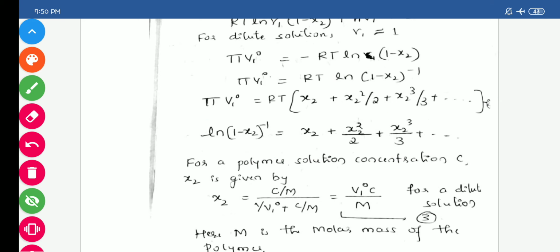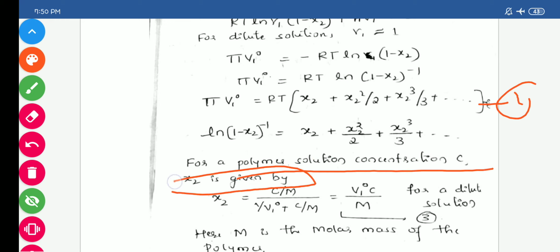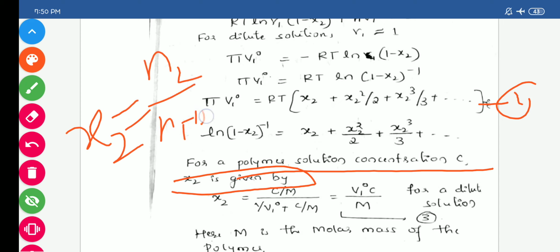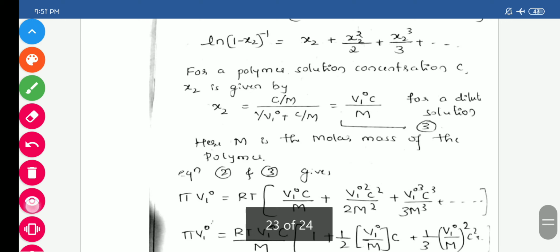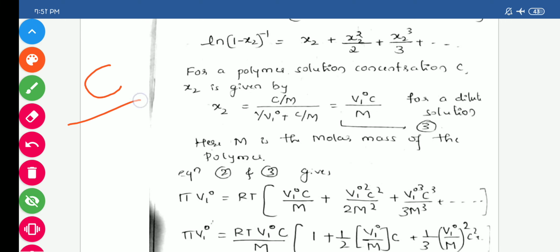For a polymer solution, concentration x2 is given by, as I already told you, x2 is nothing but a mole fraction, that is n2 divided by n1 plus n2. n2 is the number of moles of the solute. How will you write the moles? Number of moles is nothing but concentration divided by molecular weight of the substance. Concentration divided by molecular weight will give the number of moles.